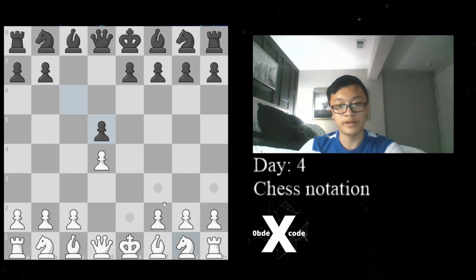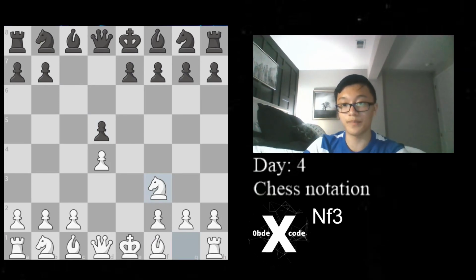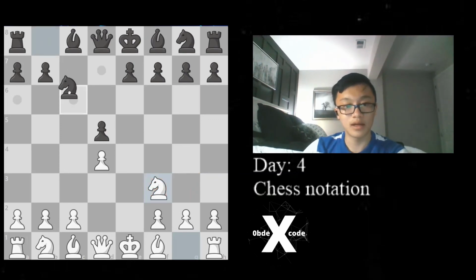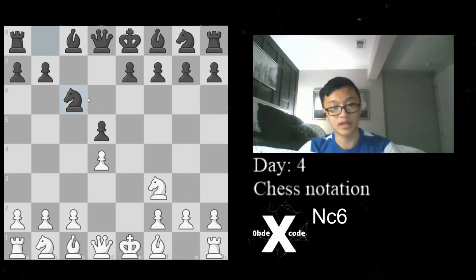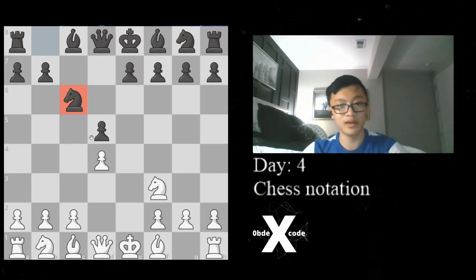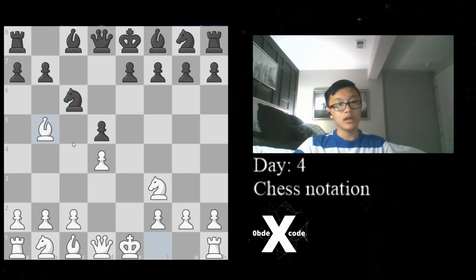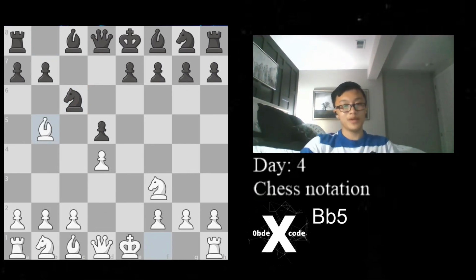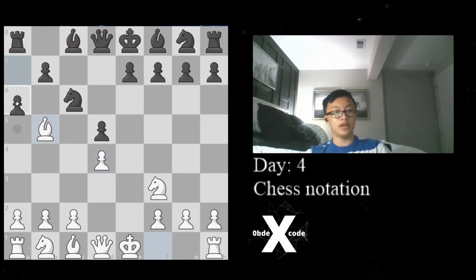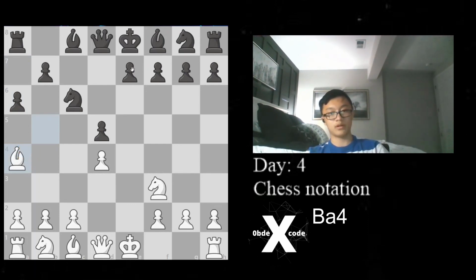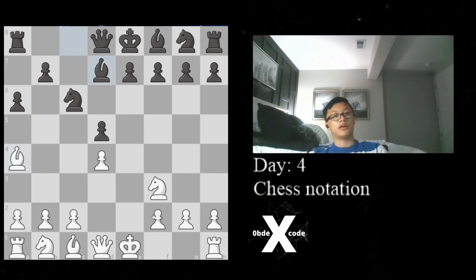So knight F3, or Nf3, because this is on the f3 square. The label of this knight is N. Nc6, because the knight's label is N, and it's on the c6 square. Bishop b5, or Bb5, because the bishop's label is B. It's on the b5 square. A6, no label, just the square. Ba4, the bishop moved to a4. Black does Bd7 because the bishop moved to d7.